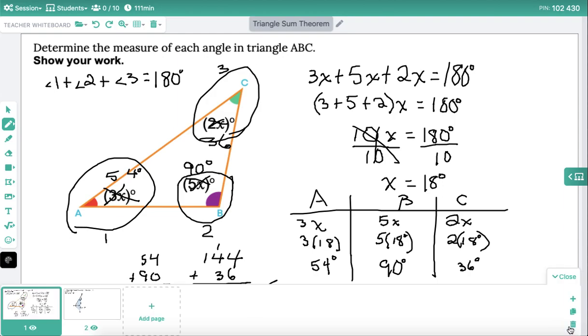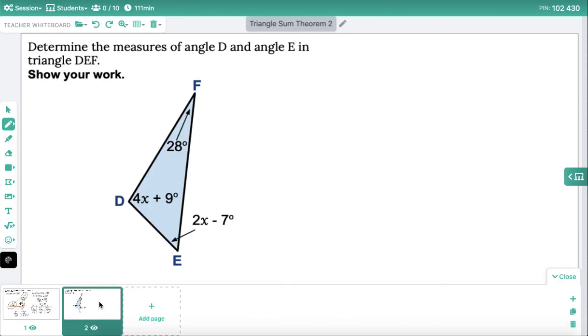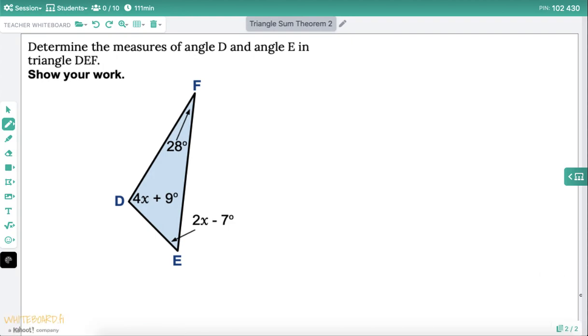So let's go on to a second one, because that other one had more simple expressions. This one's a little bit more complicated. It's got binomials, which means it has two terms.